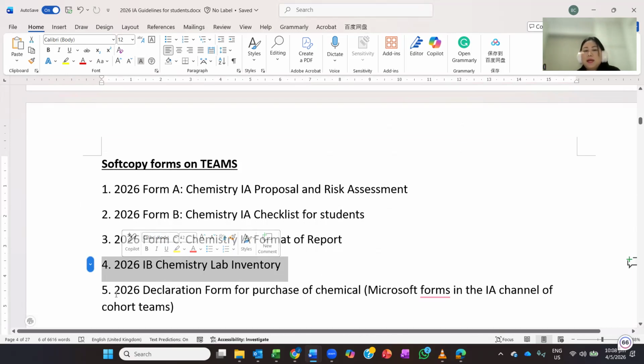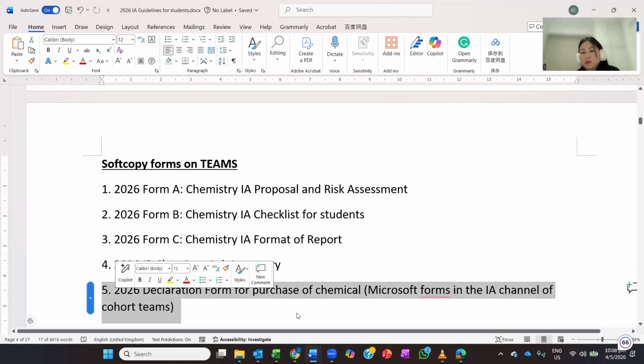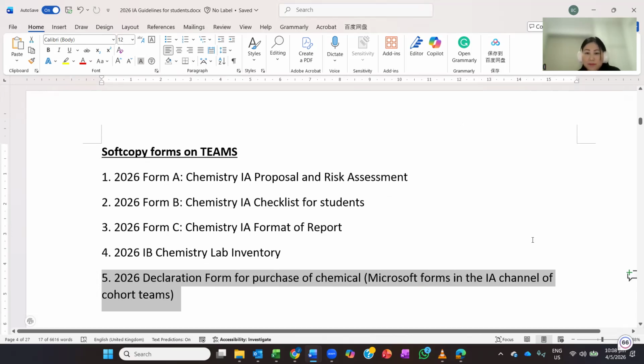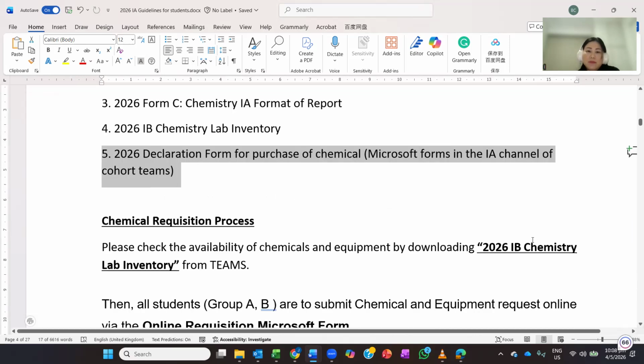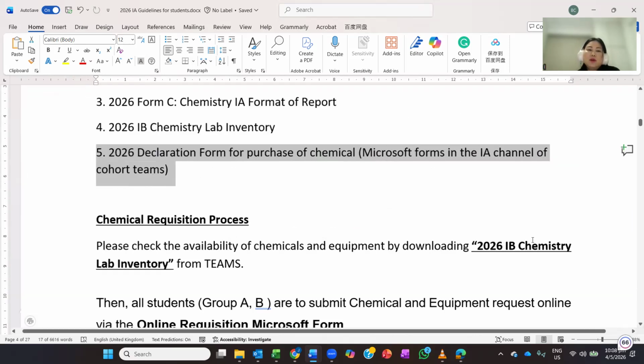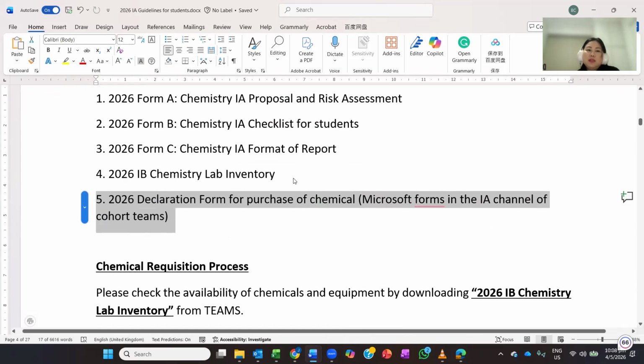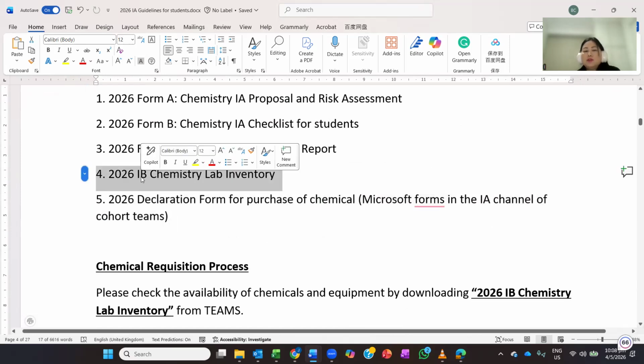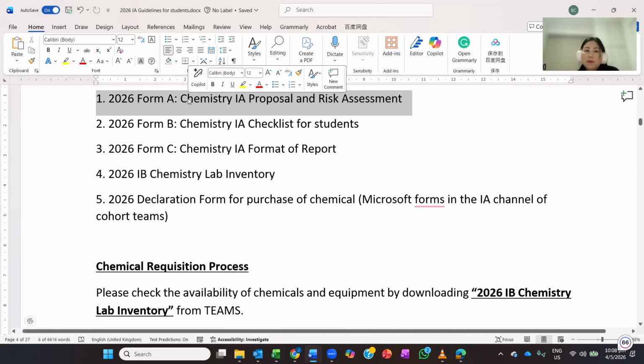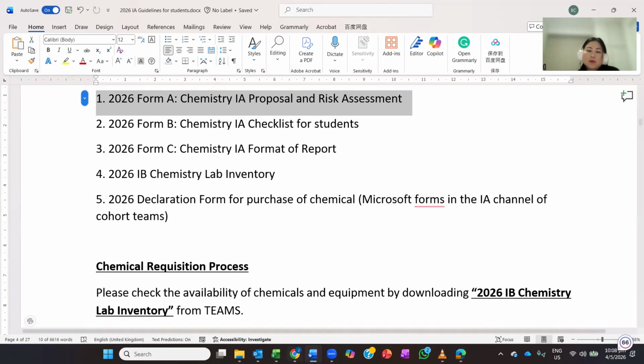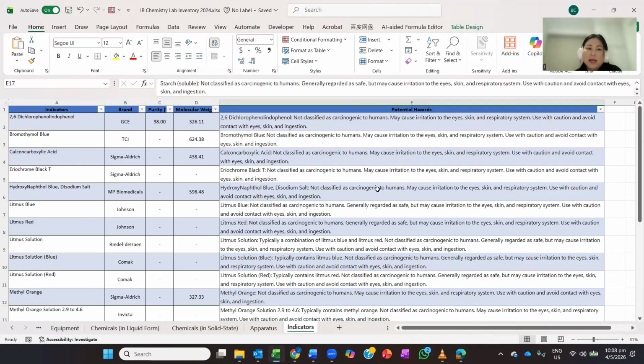And in the event you need to buy anything, then you need to use number 5, which is on the IA channel of the cohort's Teams. Okay, so there will be a document, which is the lab inventory, which is item number 4. So you need to at least open up item number 4 so you know what is available in the lab in order for you to come up with a proposal. Okay, so this is how the inventory looks like. It's an Excel sheet, looks so scary and complicated, but don't worry.